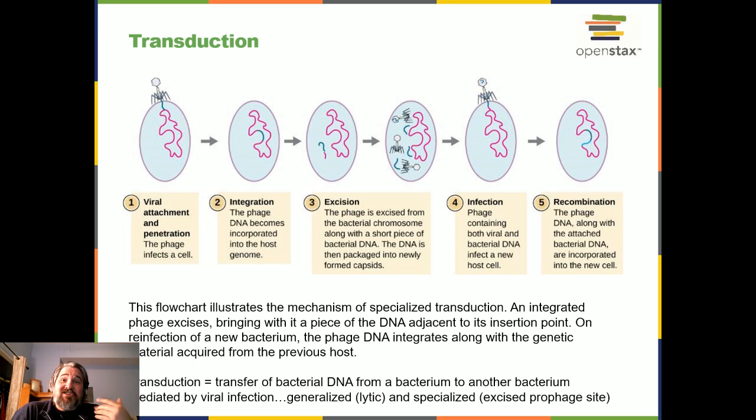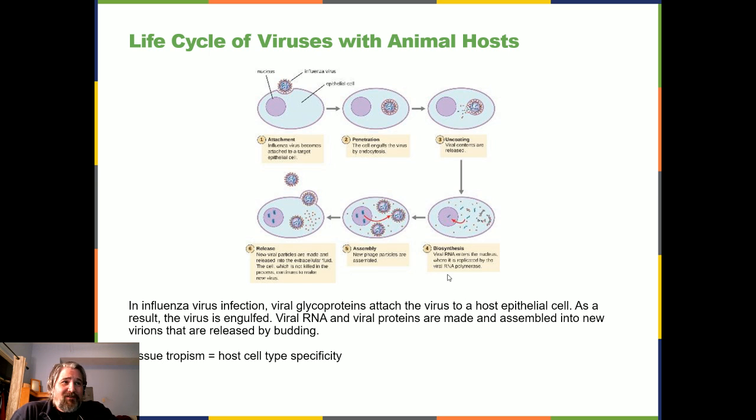So there's the generalized version, which is based on the lytic cycle; sometimes during all that reproduction and packaging, some bacterial chromosome will get packaged. Or specialized, which is based on specific insertion site sequences. So yeah, that's transduction. Now, viruses with an animal host. In this picture, we have an influenza virus cartoon binding to the surface of an epithelial cell.